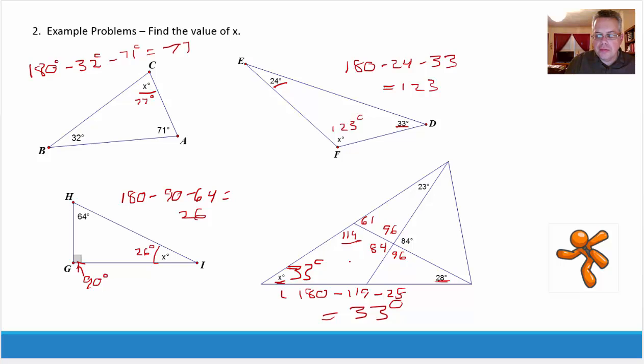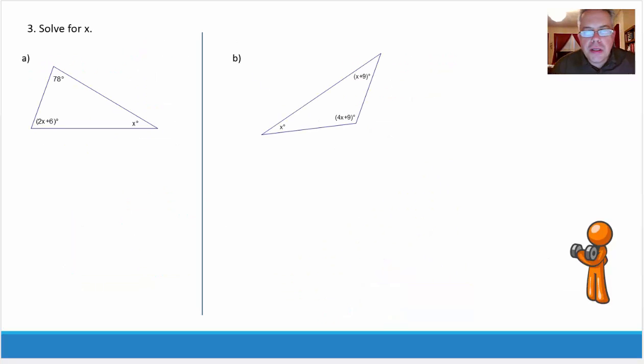Okay, and we finally got 33. All right, so that's the kind of skill level you're going to be at. This right here, this is your level of problem, and we'll practice those. Okay, here's another type of problem.